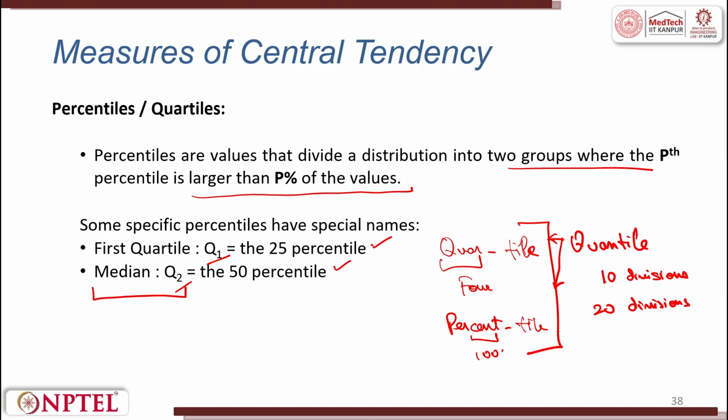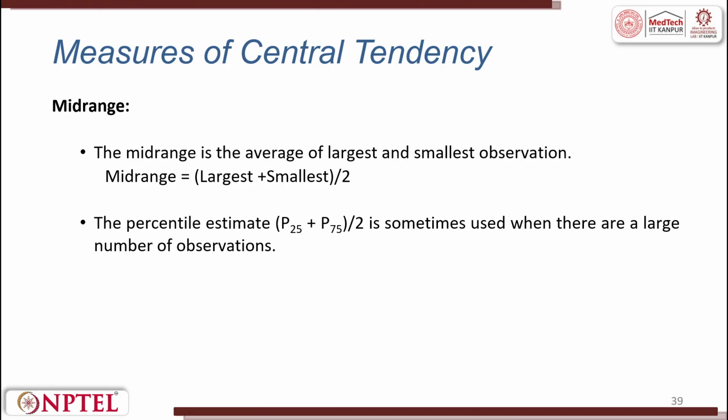So this also gives me the central location of the data. Mid-range. Mid-range is the average of the largest and the smallest observation. It is the largest value plus the smallest value, divided by 2. From the percentile estimate, mid-range is sometimes taken as the 25th percentile plus the 75th percentile divided by 2, that is Q1 plus Q3 by 2. This is sometimes used when there are a large number of observations, so that we have a better estimate of the mid-range.